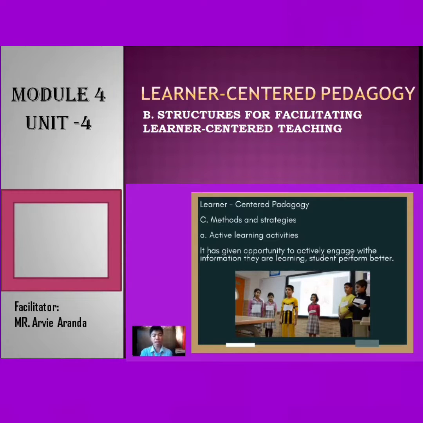So, letter A, the active learning activities. When given the opportunity to actively engage with the information, students are learning, so they perform better. For example, the active learning techniques include role playing, the discussion of case studies, group projects, and so on. Those are the methods and strategies of active learning activities.